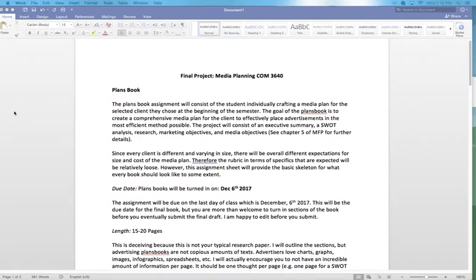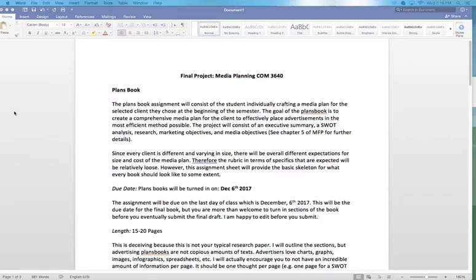I will mention that the plans book in general, I'm just going to jump right into it, is a book assignment that will consist of the student individually crafting a media plan. So this is your opportunity to really take something based on what we've been covering over a Media Flight Plan, David Meerman Scott, and actually put it into an actual comprehensive book to show to a potential employer or even the client that you have chosen. So some of you have some local businesses that you would like to present to, and this will be your opportunity to demonstrate this book to them.